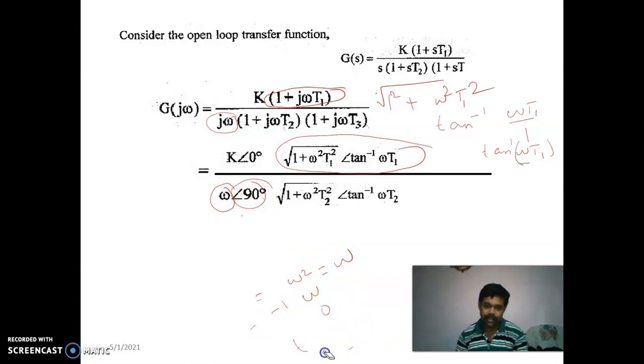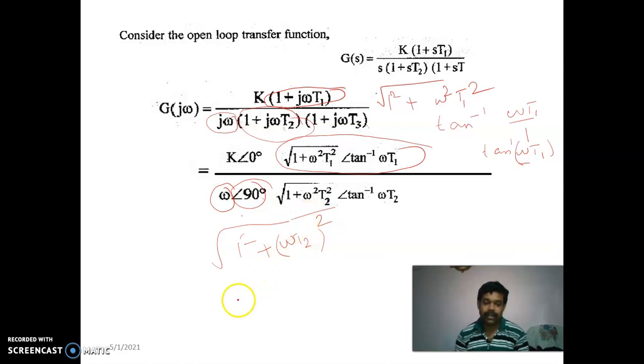Now we are going to calculate for the third one. This is the third one. So its magnitude is the root of the real part 1 square plus the imaginary part omega t2 the whole square. The angle is tan inverse of omega t2 divided by 1, that is tan inverse of omega t2.